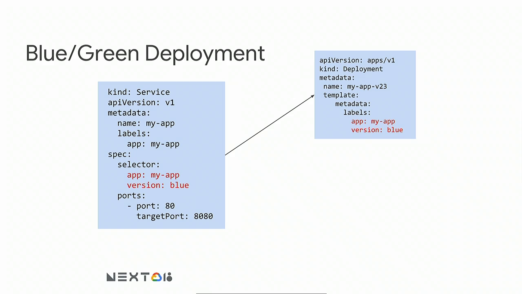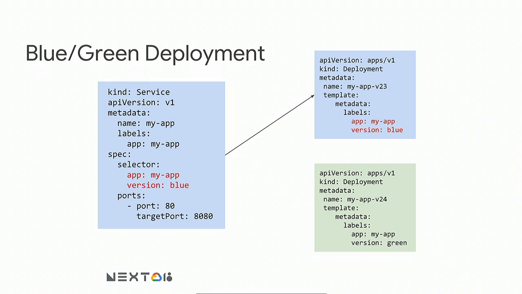And that service would map to the deployment based on the labels. So here I have a label app and a label version. And those apply to my deployment. So now it's sending traffic to the blue version. In order to bring on my green version, I would deploy it with a different set of labels. So here I have app, my app still, but I've changed the version to green.